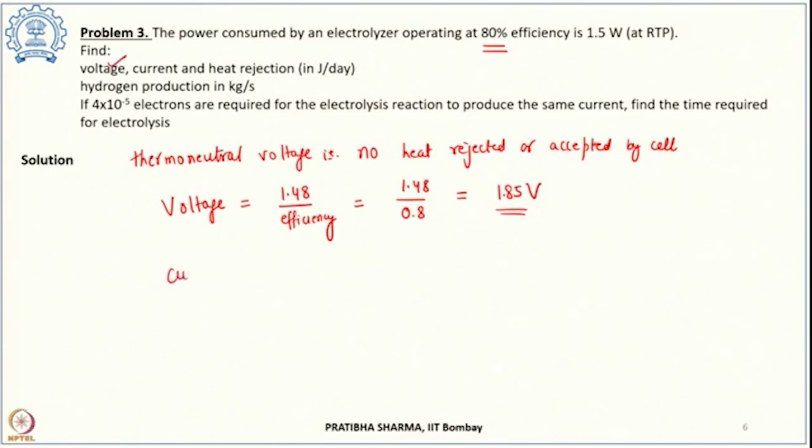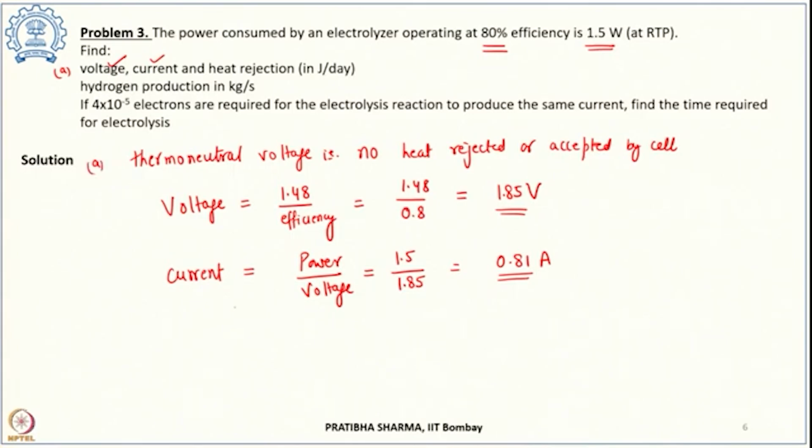Now the second thing we need to find out for the electrolyzer is the current, and that is nothing but the power divided by voltage, and power is given as 1.5 watt. Voltage we have found out, 1.85 volt. So it comes out to be 0.81 ampere. So this is the current which is asked in the first part of the problem.